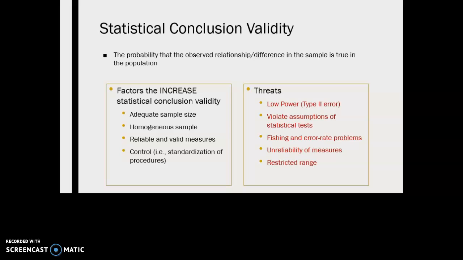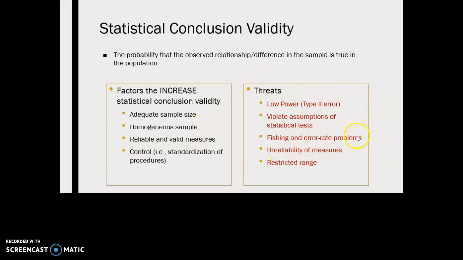And so that's a different issue, but with reliable measures, if they're not reliable, then we are not going to be confident that it's our manipulation that's causing changes. It might actually just be the fact that the measure doesn't produce consistent results across time. And the degree of control, right? Standardization of our procedures, reducing the number of extraneous variables or being able to control for extraneous variables also increases statistical conclusion validity. So you can see that a lot of these things overlap with internal validity, and there is in fact a pretty strong association between statistical conclusion validity and internal validity.